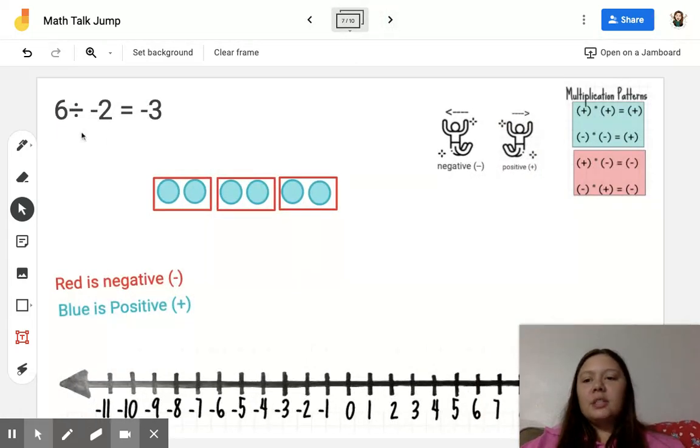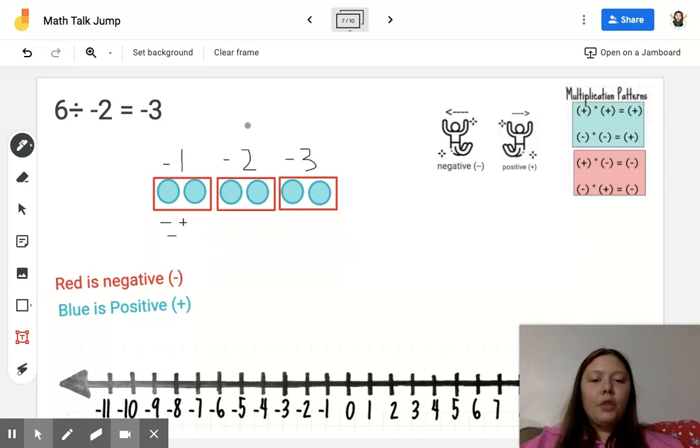Now mixing it up with some negatives, we've got 6 divided by negative 2 equals negative 3. Right, so if we have positive 6, first I would draw my positive 6 blue circles, and then I need to split those into groups of negative 2. So that's one negative group, here's a second negative group, and here's a third negative group. Because when we have a negative and a positive, that was like subtracting. Right, so this equals negative 3.